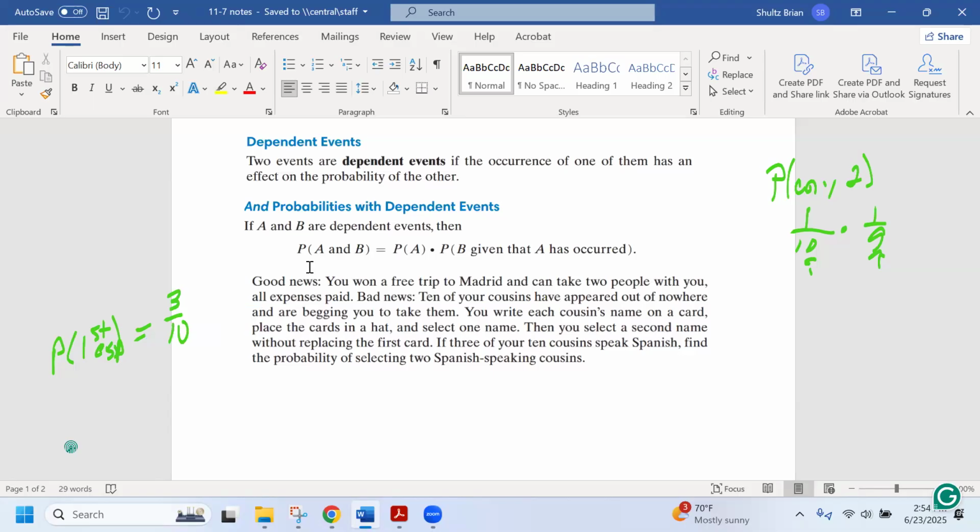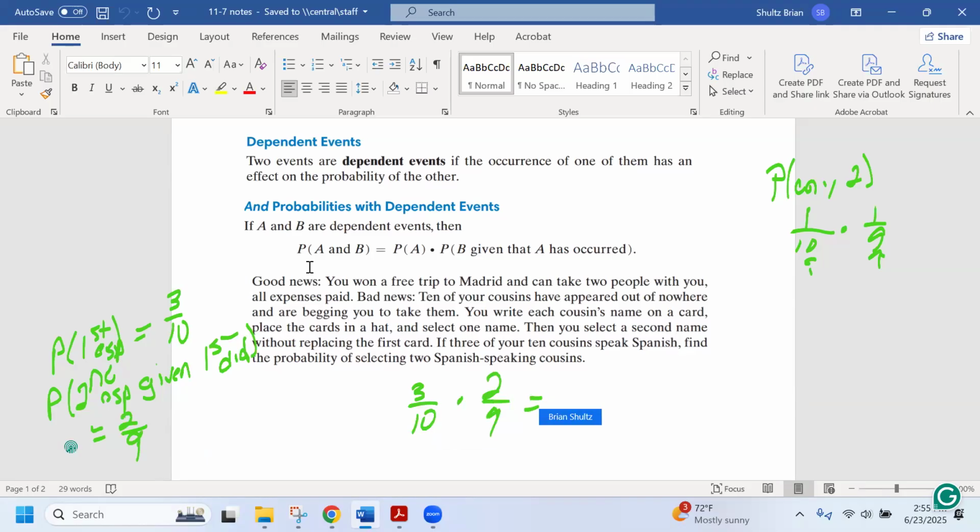Because there's no longer three that speak. So now we're talking about the probability of the second speaking Spanish given the first did. Well, now there's only two left that speak Spanish out of the 9 to choose from. So then it is 3/10 times 2/9. This is actually a good fraction refresher. 3 goes into 3 once, 3 goes into 9 3 times, 2 goes into 2 once, 2 goes into 10 5 times, 1 times 1 is 1, and 5 times 3 is 15. There's a 1 in 15 chance or probability that they'll both speak Spanish.